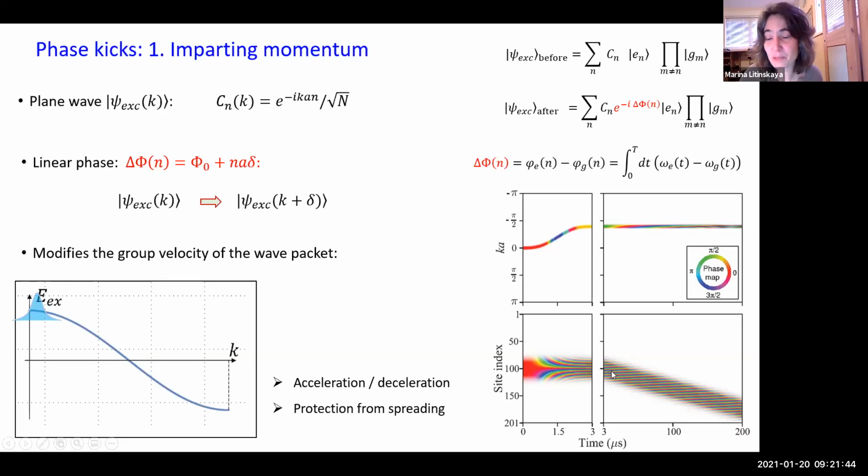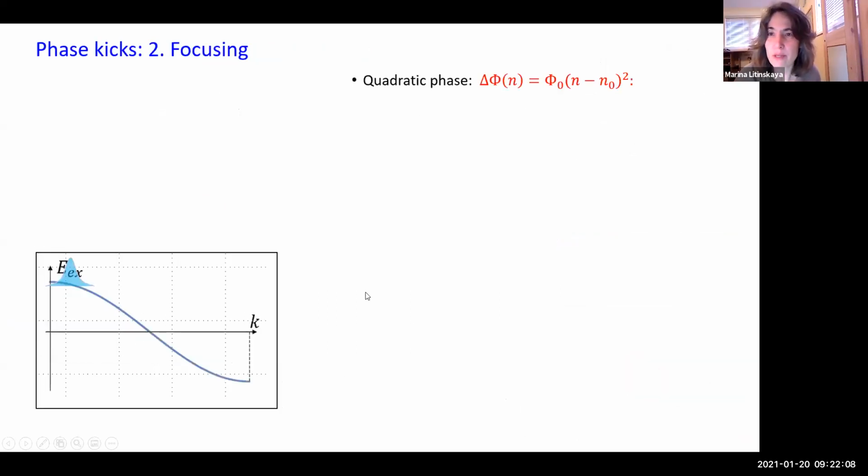the wave packet starts propagating because now it is here in the middle of the Brillouin zone. It has finite speed and it propagates, and you see that it indeed does not spread. So this is the numerical implementation of this momentum kick of the excitonic wave packet. This was thing number one that we can do with the excitons.